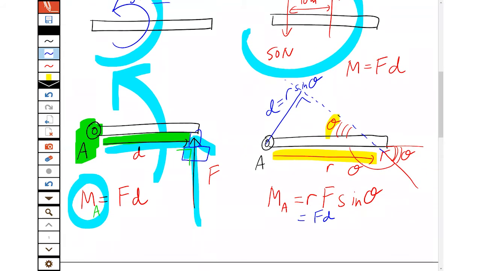Notice in both cases, the moment depends on the distance from the pivot. And that gives us a very powerful tool in solving a lot of problems. We look at it here.